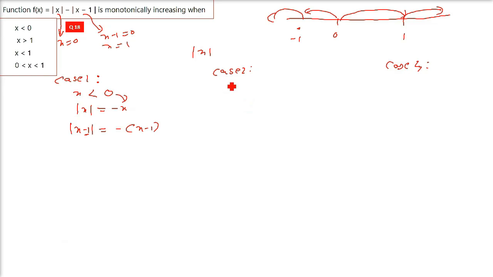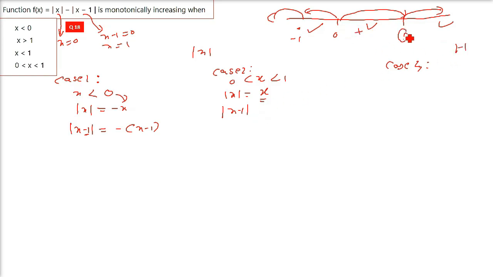Again, these three cases I am going to show side by side, between 0 and 1. Now we have come between 0 and 1. We have come to the positive side. So mod x is going to be positive x. But still, for mod x minus 1, you are subtracting 1 from any number between 0 and 1. So it will be negative. You can put any value, say 0.5. So 0.5 minus 1 is negative 0.5. So it is going to be negative, while mod x is going to be positive.